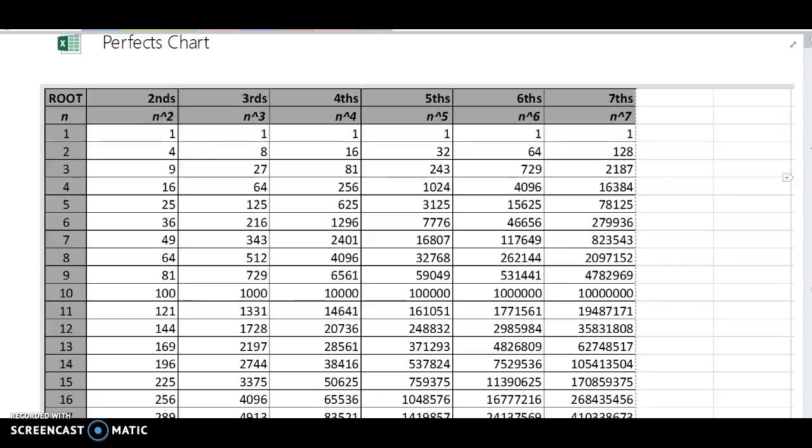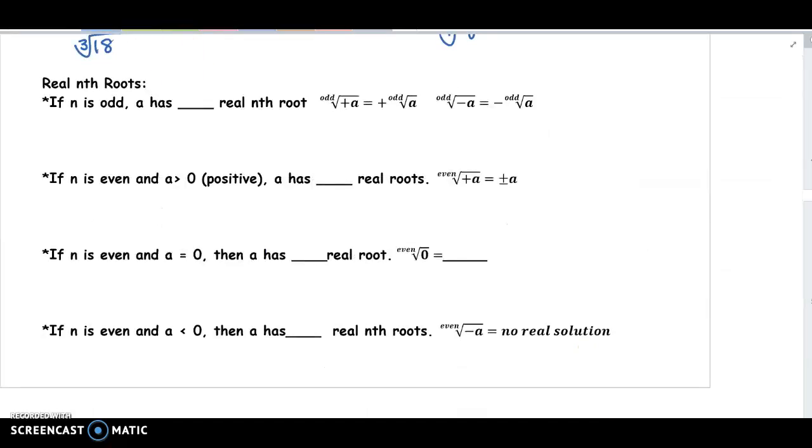Back to our notes. Again, we are talking about the nth root of a. So when they talk about n, they're talking about the index. When they say a, they're talking about the radicand. If n is odd, a has one real nth root. For example, the third root of 8 is 2, because 2 times 2 times 2 is 8.